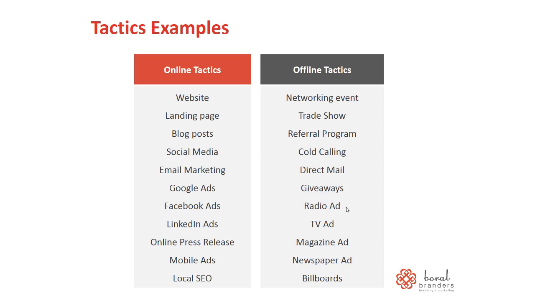Are you going to participate in a trade show with a booth, or are you going to become a sponsor? Do you have a referral program in place? How are you contacting your current clients? Are you asking for referrals? Cold calling is another offline tactic. Direct mail, giveaways, and whatnot. So combining these two types of tactics will make your marketing action plan successful.